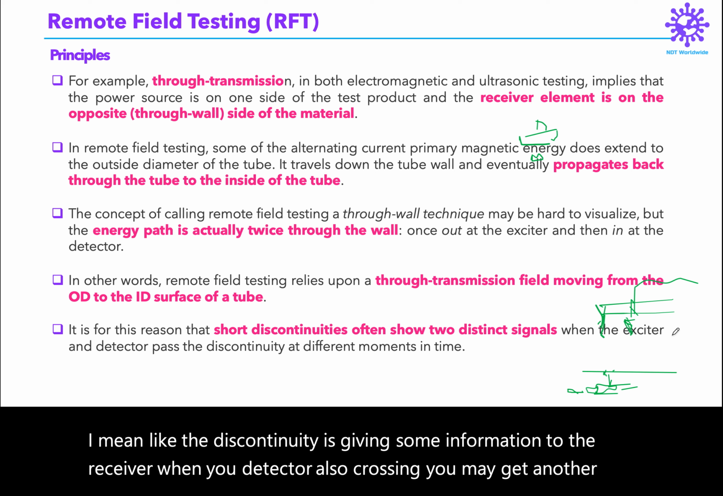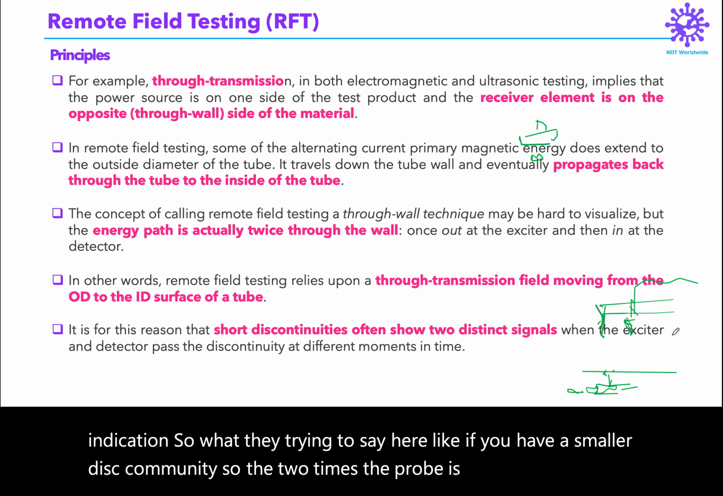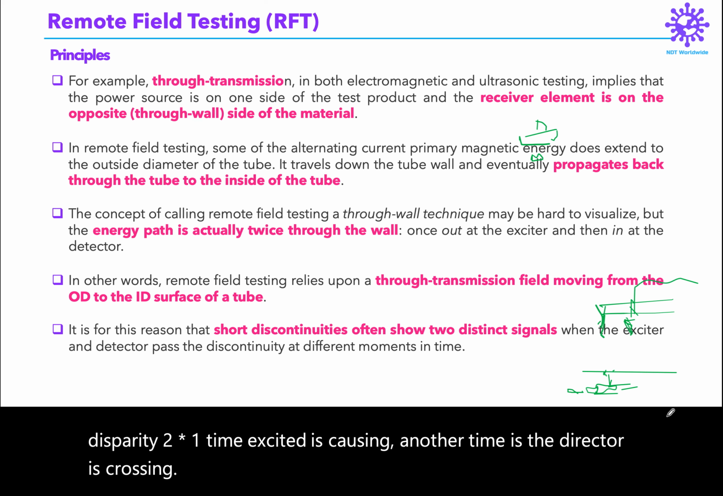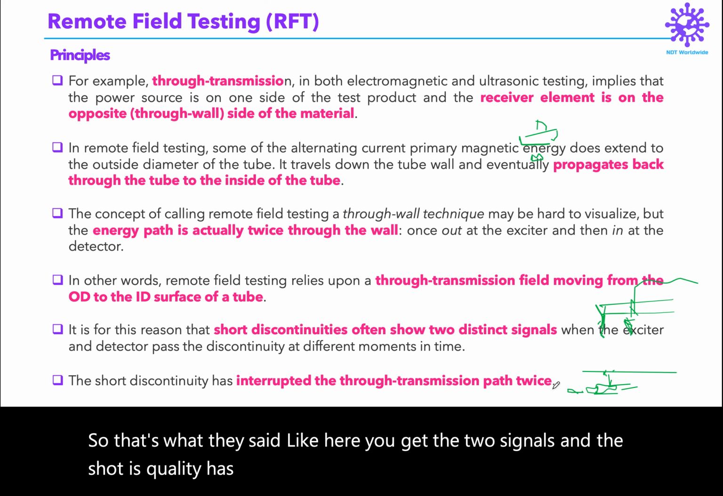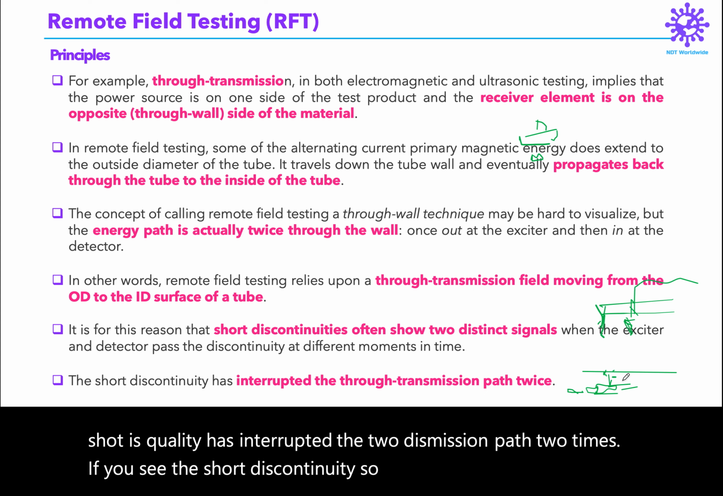So what they're trying to say here is, if you have a smaller discontinuity, the probe is crossing the discontinuity two times. One time the exciter is crossing, another time the detector is crossing. So that's what they said: here you get two signals, and the short discontinuity has interrupted the through transmission path two times.